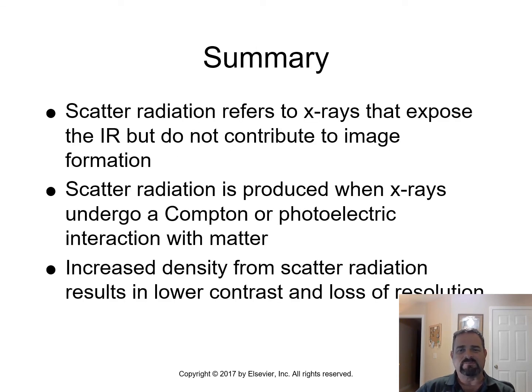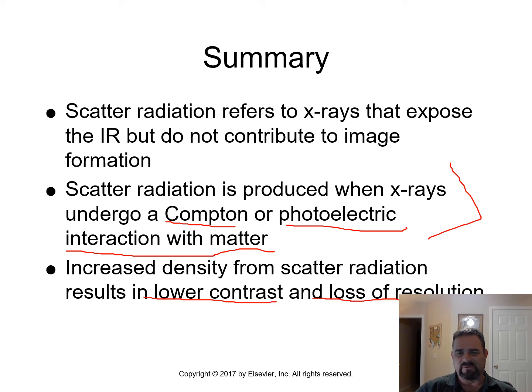All right, so in summary on this particular lecture, we talked about scatter radiation, folks. You've got to be able to reduce this stuff. Scatter radiation is going to create you a lot of pain in the butts because you get such foggy images, your practitioner is not going to like them. So it refers to the X-rays that expose the IR but do not contribute to the image formation. Scatter radiation is produced when X-rays undergo, remember, the Compton or photoelectric interaction with matter. Okay, know this definition. You will see that on a test. Okay, so increased density from scatter radiation results in lower contrast and loss of resolution.